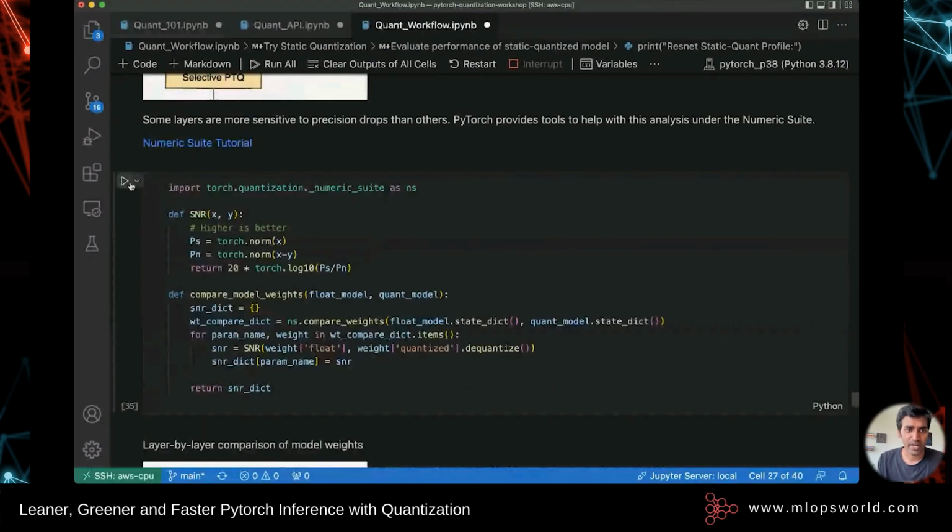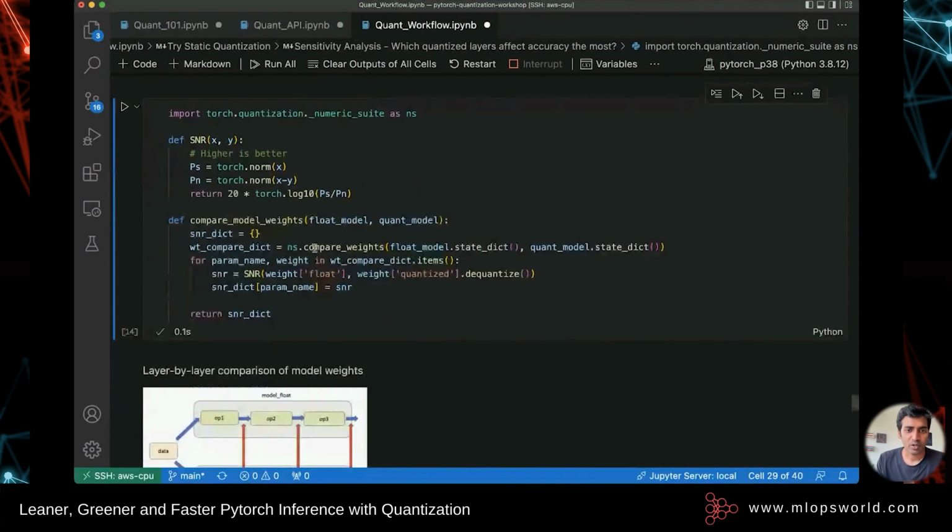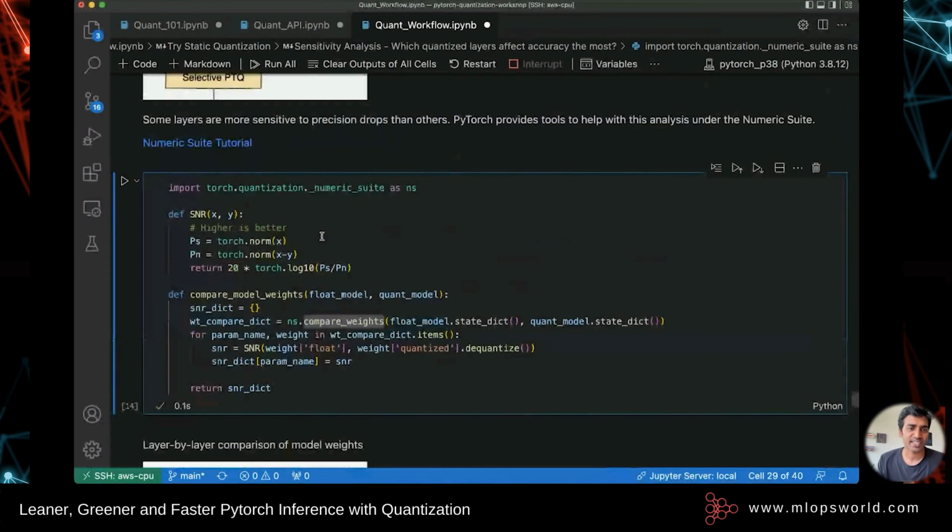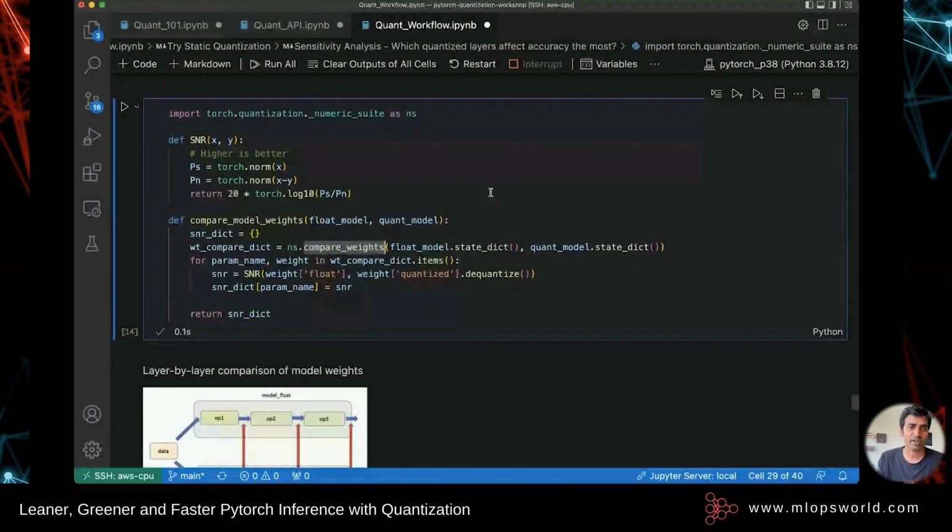So one way to do that is to use Numeric Suite. It offers a bunch of tools to do this comparison and calculation of how the quantized and non-quantized layers compare with each other. So the function that we use over here is compare weights, where we pass in the float parameters and the quantized parameters. And then we try to calculate the SNR, basically the signal to quantized noise ratio.